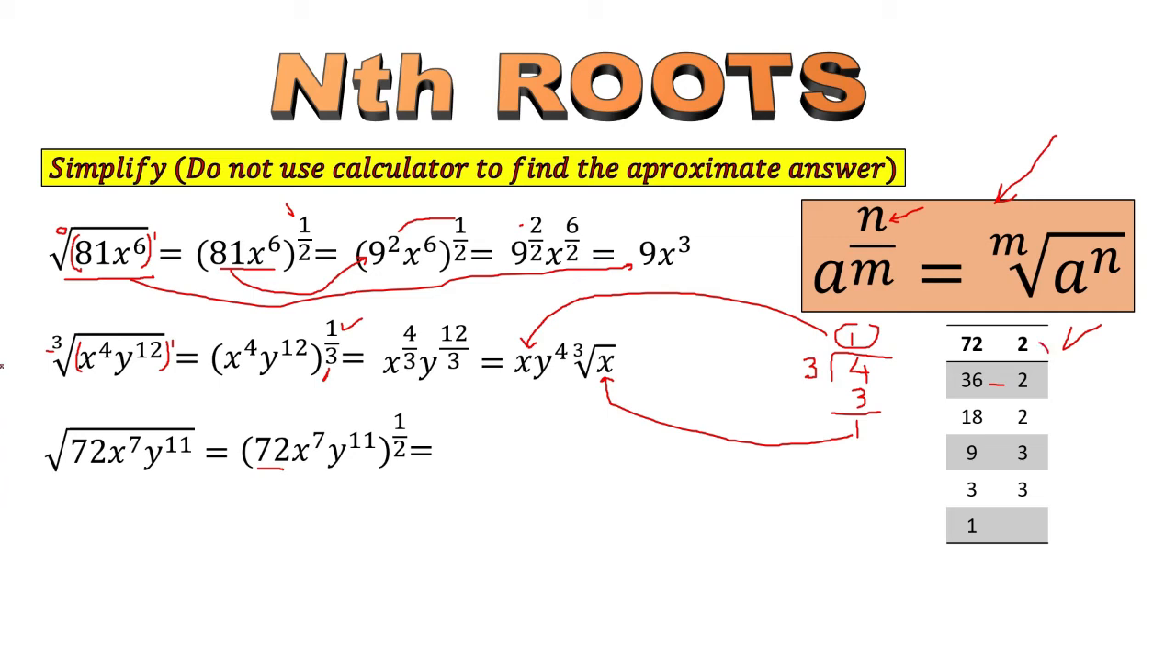Now I have here 1, 3, 2, and I have here 2, 3. Now, I decompose 72 as 3 squared times 2 cubed, where the 3 squared is from here, and the 2 cubed is from here. And you see continuous x to the 7, y to the 11 and a half. Now, multiply the exponents using the power property: you multiply the exponent.